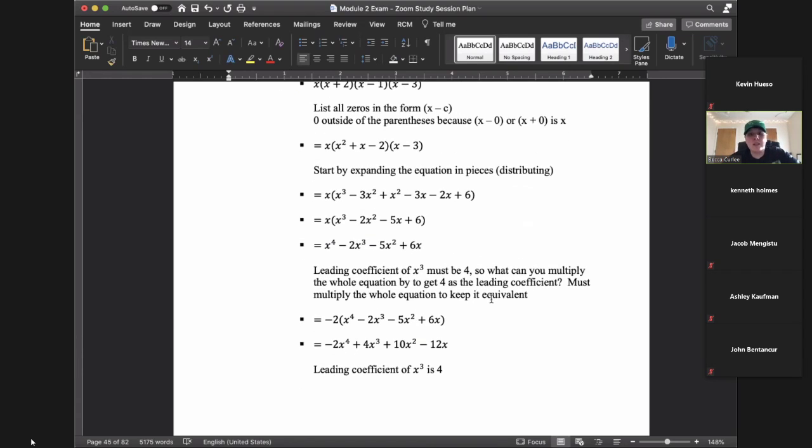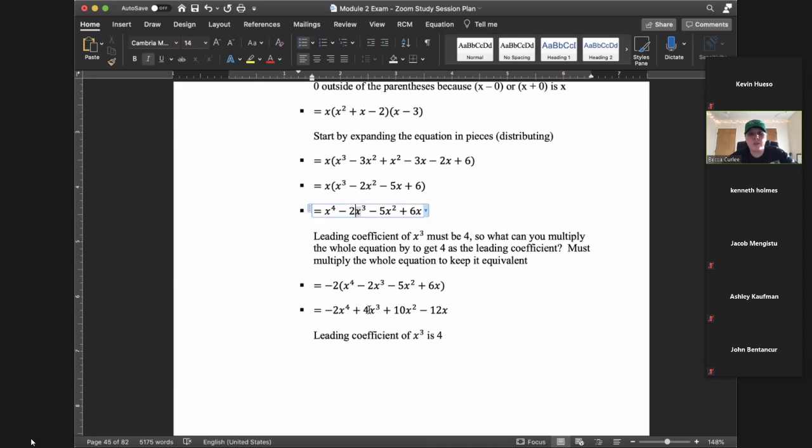But it says that the leading coefficient of x to the third must be 4. So what can you multiply the whole equation by to get 4 as that coefficient? You must multiply the whole equation to keep it equivalent. This x to the third term needs to equal 4, so we can multiply everything by -2 to get that. That gives us -2x to the fourth plus 4x to the third plus 10x squared minus 12x. And now the coefficient of x to the third is 4.